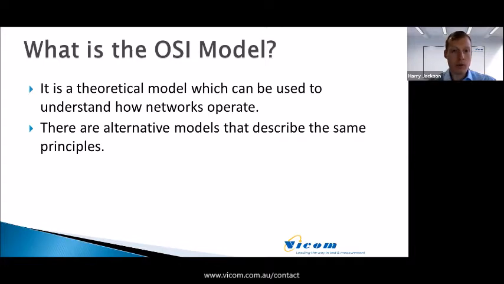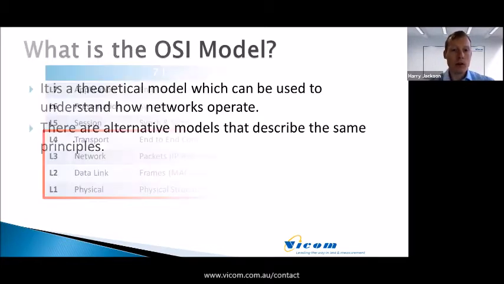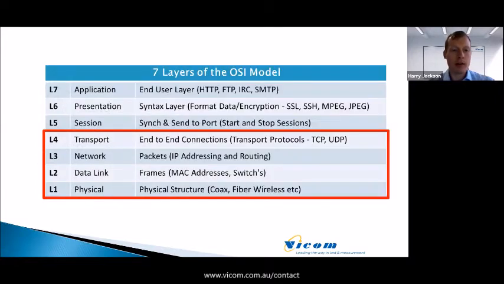Be aware that there's multiple models out there that can describe the same sort of principles, but the main reason we're looking at the OSI one is it's pretty heavily referenced when we talk about Ethernet testing. So today you'll hear me talk about undertaking testing on layer 1, or perhaps undertaking testing on layer 4, and these are really the key things that we need to identify and understand when I'm referencing back to the OSI model. So the OSI model is essentially made up of 7 layers.